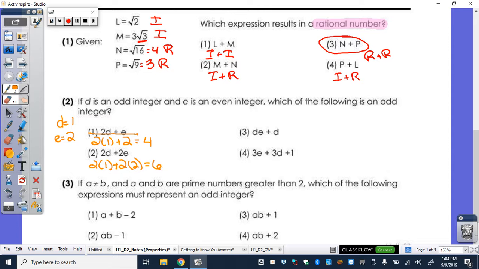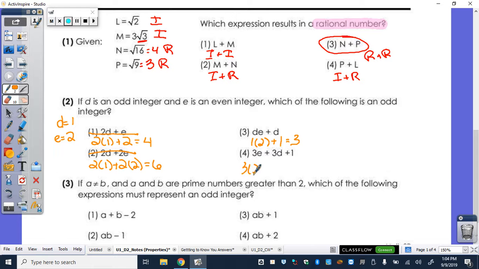2 plus 4, 6. So no, not that one. Let's try choice 3. 1 times 2 plus 1, 3. So it's looking like it's that one, but I always like to check my last choice, just to be safe.